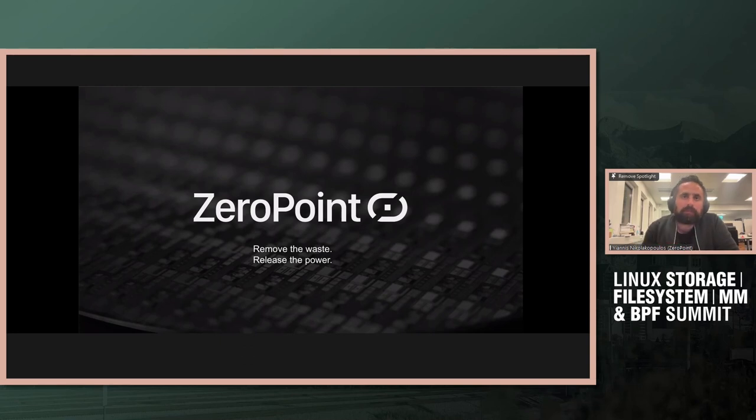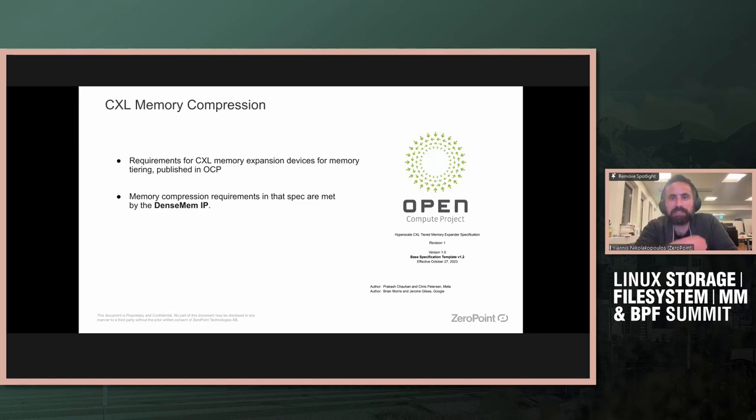I'm going to skip all the business side of things. I will just plug in exactly to what Adam said about the OCP memory expander specification. So basically, this spec defined a requirement for Type 3 devices to have compressed memory. And right now, we have an IP that actually meets these requirements. And we are working with CXL integrators to get this to market.